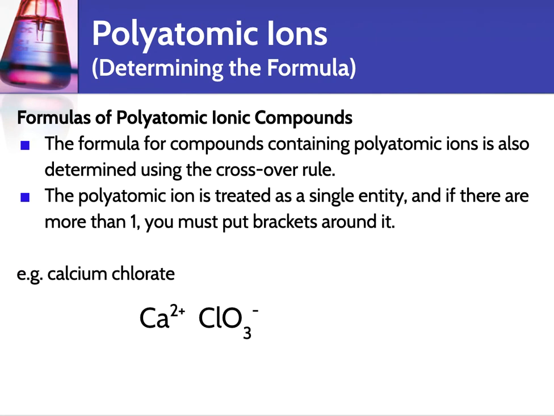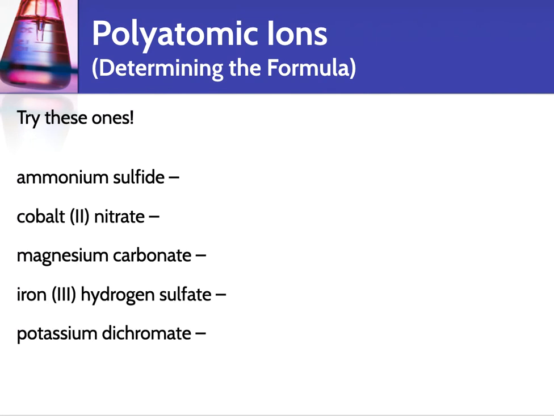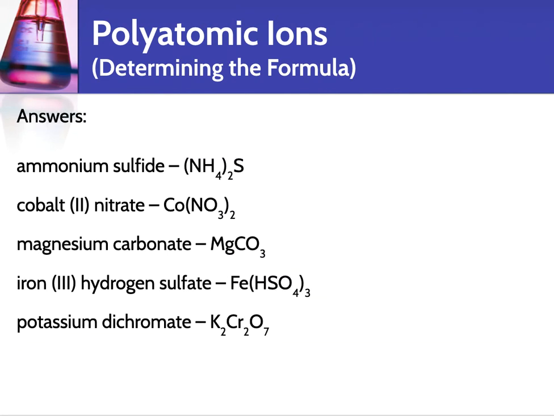we can figure out that the calcium ion is Ca2+ from the periodic table, and then we look up the formula for chlorate, which is ClO3 with a -1 charge. So we're going to cross over. And then when we cross that over, we want there to be 2 of chlorate. So we have to put brackets around there to indicate that that 2 applies to everything in the brackets. So here are some for you to try. And there are the answers.